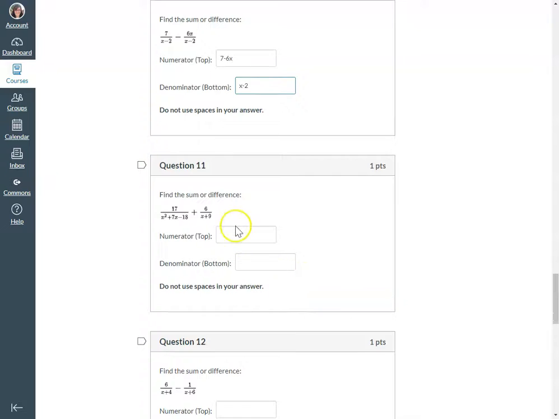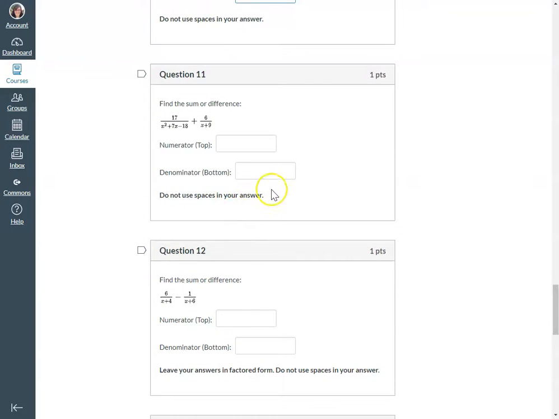Okay. Number 11 wants me to find the sum or difference, but they are not quite the same fraction, so I want to go back to my piece of paper and solve this. I have 17 over x squared plus 7x minus 18 plus 6 over x plus 9.